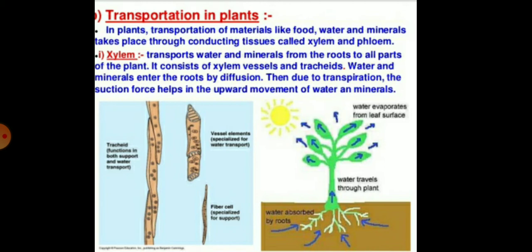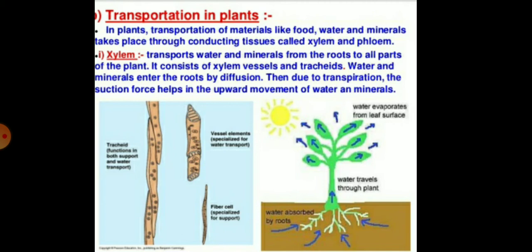Children, we know in plants the transportation of minerals, or we can say materials like food and water, takes place through tissues. These special kinds of tissues are called the conducting tissues or the vascular tissues. So the xylem and the phloem are the conducting tissues.